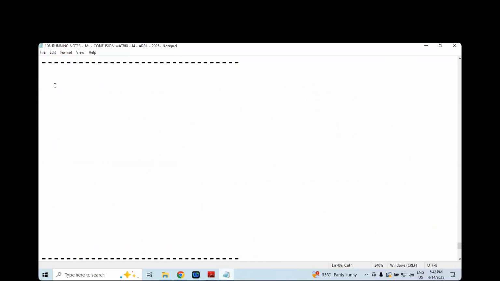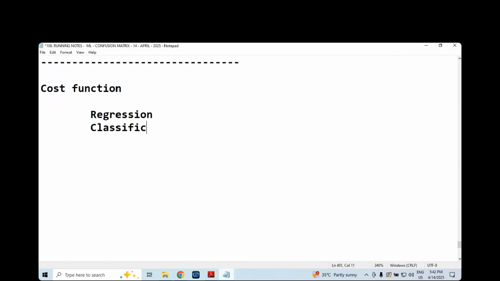Team, do you remember there is a topic called cost function? What is the topic name? Cost function. Cost function is a kind of optimization technique. Regression has separate cost functions, classification has separate cost functions. Regression cost functions are, don't worry, MSE, RMSE, and the next one, MAE. All right, three importantly we have covered.